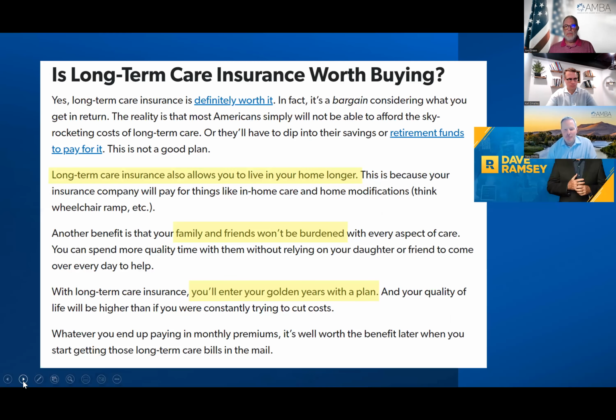And here's what Dave says about this. And I really like what Dave says about long-term care. A good plan, whatever way you construct your plan, keeps you from having to dip into your pension and your retirement funds to pay for it. That's not a good plan because you've got to still run your household. There may be somebody else, your spouse, dependent upon you. It allows you to stay in your home longer.